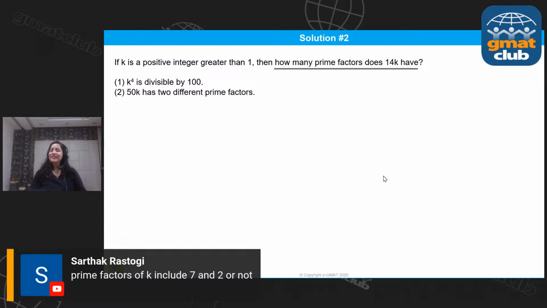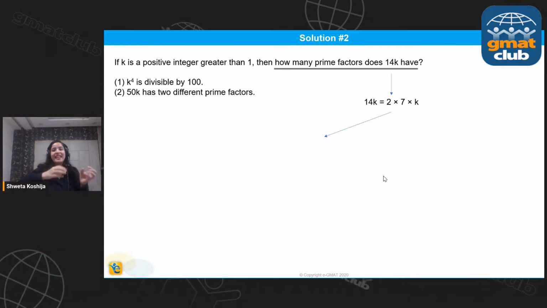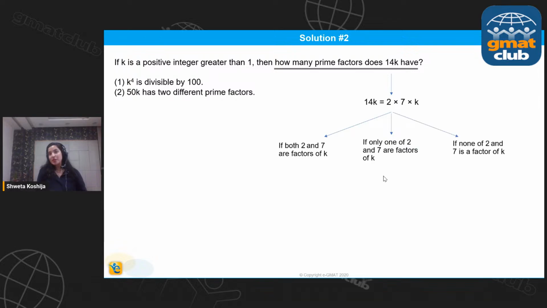Sarthak, that's perfect. You are really trying to see what this 14 is doing to K. So it's all about understanding the 2 and the 7 that 14 already has. What about these numbers along with K? Wonderful. Kunal got this. Factors of 14 may or may not be factors of K. And this yes or no is something that creates cases for us. There's a yes, there's a no. So here are these three cases possible.